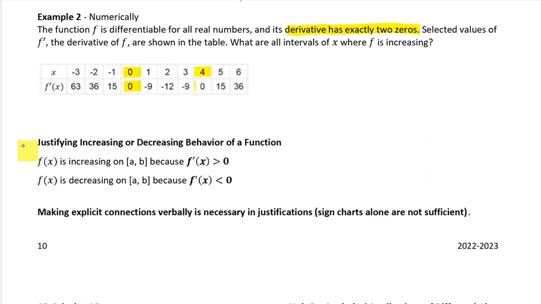I have another 0 at x equals 4. So there's no other zeros. The derivative is never equal to 0. And they want to know, where is f increasing?